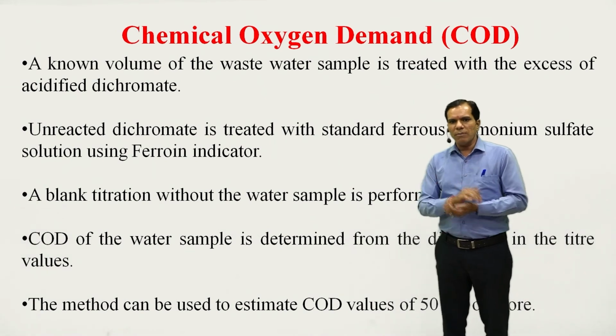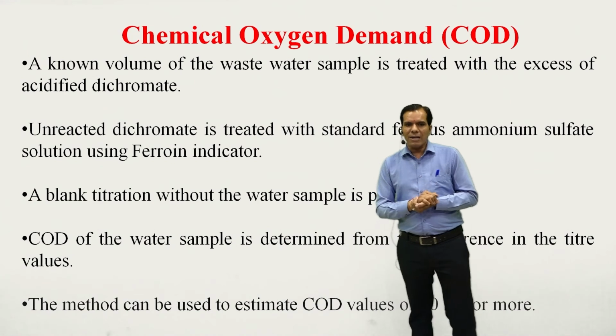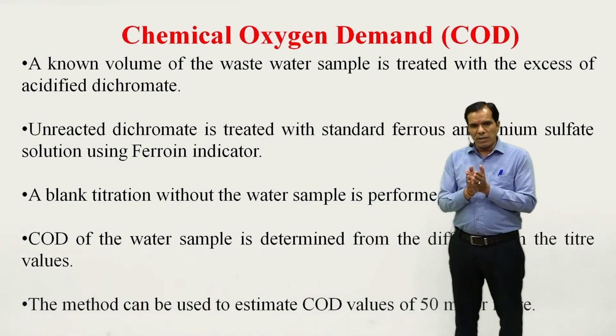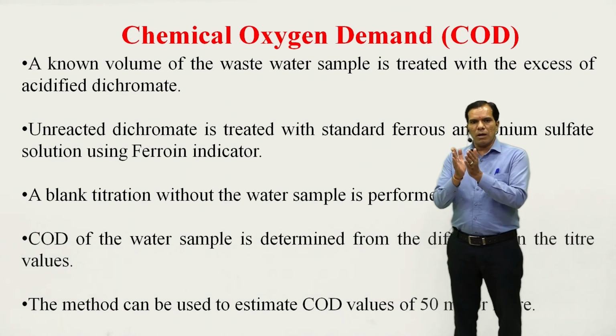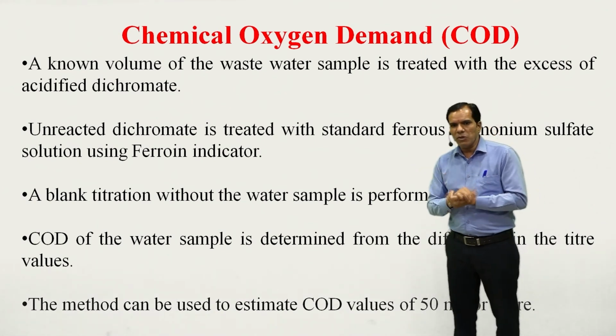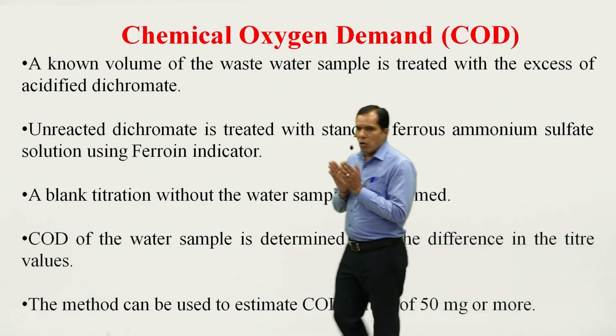Now, COD of the water sample is determined from the difference in the titer values, that is, the difference between the value of the blank titration and the value of the wastewater solution. The method can be used to estimate COD values of 50 milligram per liter or more.